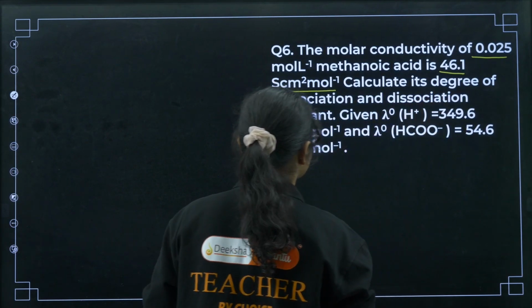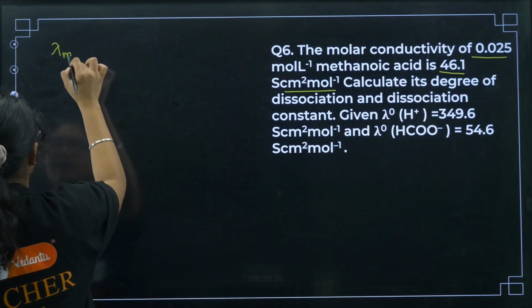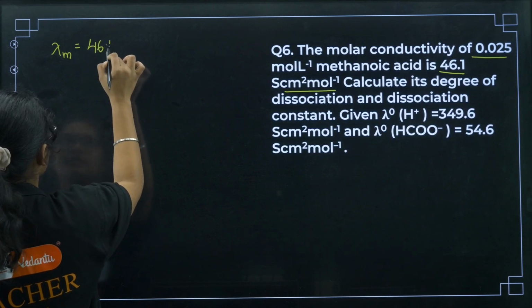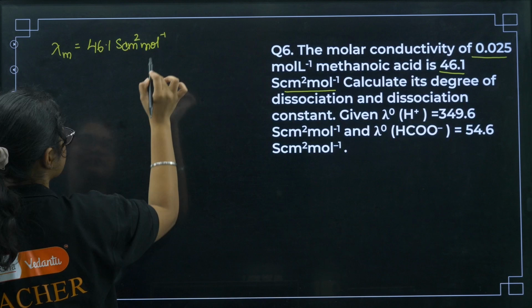Okay, next question. The molar conductivity of 0.025 mole liter inverse methanoic acid is given to us. Let me write down this value. Molar conductivity, so lambda m value, is given as 46.1 S centimeter square mole inverse.